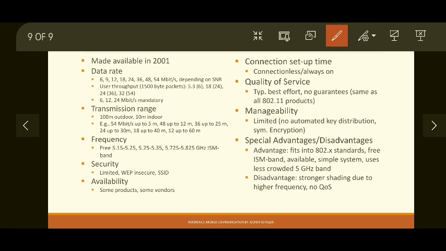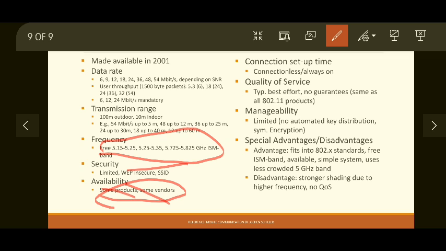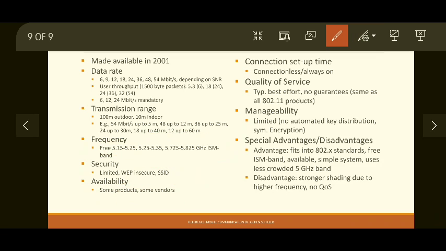Security is the same for 802.11a compared to 802.11b. It is still using WEP. Availability: since we are using the 5 GHz ISM band, only some products or some vendors support that, so there is less availability in the market. Connection time is similar to the B version. Quality of service is similar to the B version. Manageability is also similar to the B version.